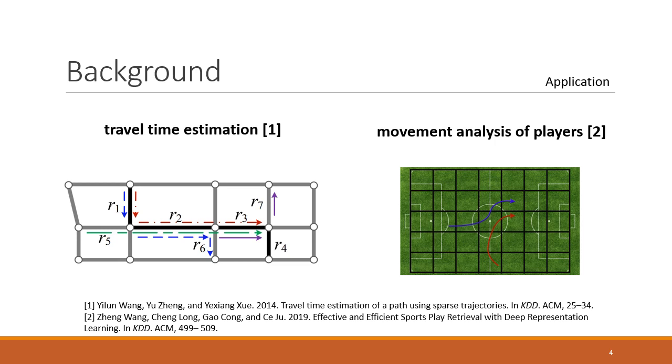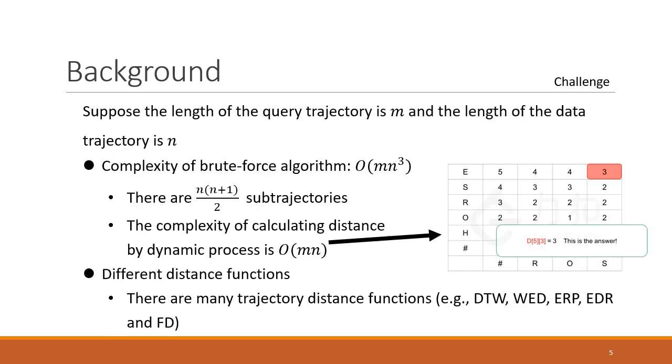Similar subtrajectory search has numerous practical applications. By searching for similar trajectories in a database, we can estimate the travel time for a given query trajectory. Additionally, we can use trajectory queries to analyze the movement pattern of athletes on a sports field.